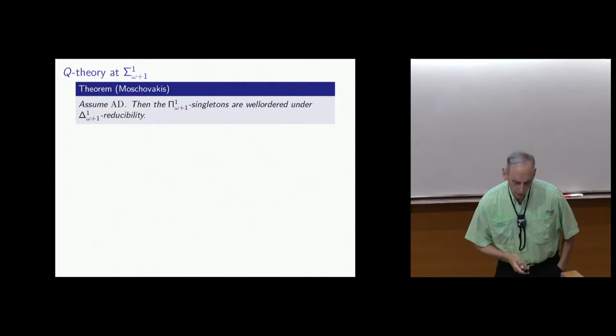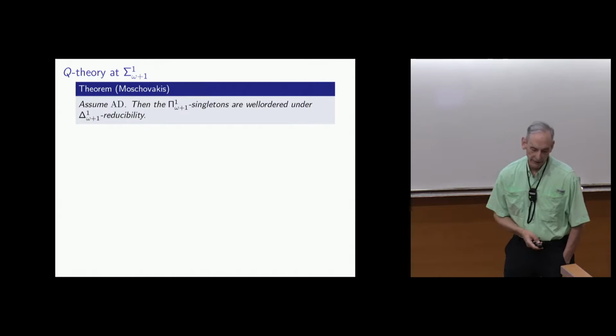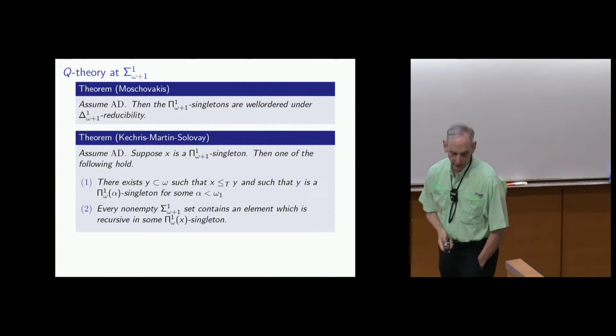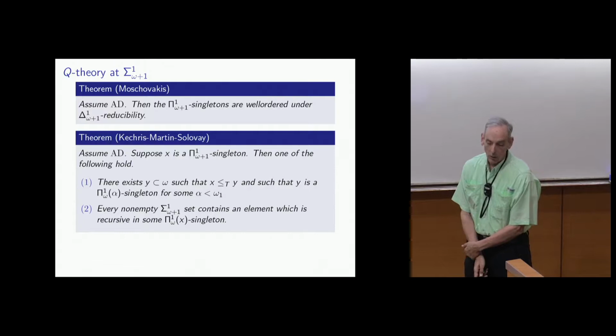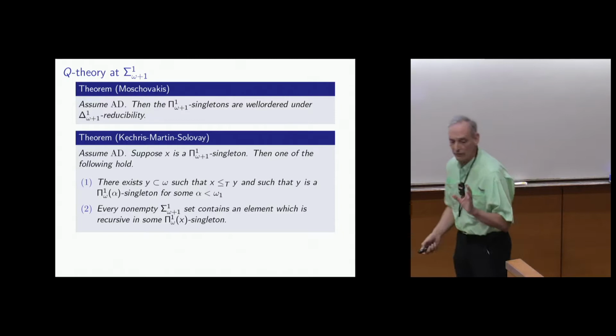All right, what about Q theory at sigma 1 omega plus 1? Well, the basic theory goes through. Moschovakis, assume AD, again, this is far more determinacy than you need. Then the pi 1 omega plus 1 singletons are well ordered under delta 1 omega plus 1 reducibility. And you have Q theory. Suppose x is a pi 1 omega plus 1 singleton, then one of the following holds. It's either recursive in a pi 1 omega singleton and a countable ordinal, or every non-empty sigma 1 omega plus 1 set contains a real which is recursive in some pi 1 omega singleton relative to x. So I'm moving from the delta definability to singletons, because that's what the proofs all give.